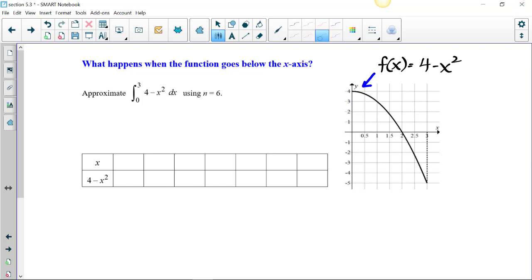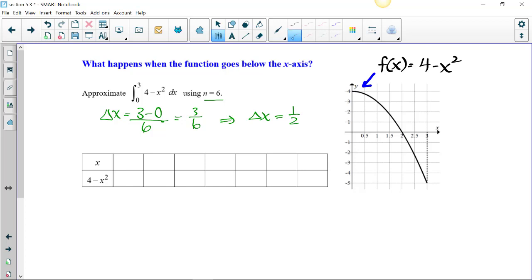Okay, so let's see what happens when we calculate the area of this function on this interval. So first thing we need to know is, if we're going to have 6 rectangles, what is the width of each rectangle? So that's our delta x. So remember, it's b minus a. b is 3, a is 0. So we basically have a distance of 3 from beginning to end, and we're dividing it up into 6 equal parts, 6 rectangles. So we get 3 over 6, which leads us to our width of each rectangle being 1/2.